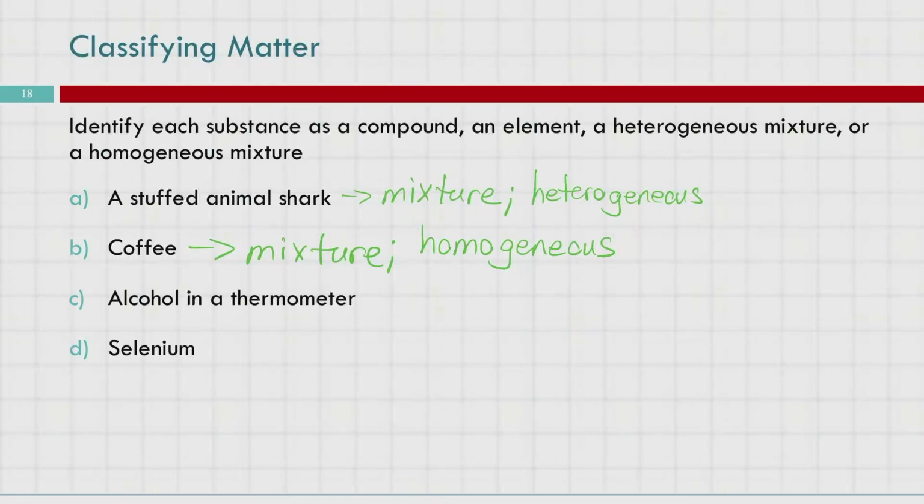Thermometers often use alcohol, modern thermometers at least. There's usually some dye or coloring in there with them, but just thinking about the alcohol in the thermometer, do we think that's a pure substance or a mixture? It would be a pure substance. On our periodic table, do we have alcohol? We don't have alcohol on our periodic table. That's going to be a compound.